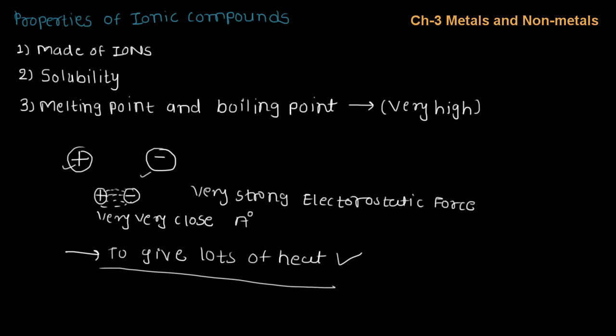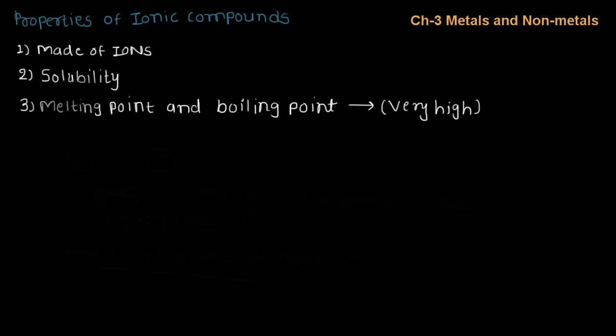Let us understand the fourth property. The fourth property of ionic compounds is checking the physical state of that compound. Physical state. What do you mean by physical state? We will check whether they are solid, liquid or gas. Let us understand this property. How does the ionic compound exist? Either they are solid, liquid or gas.